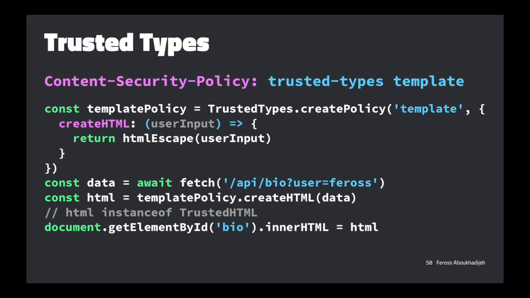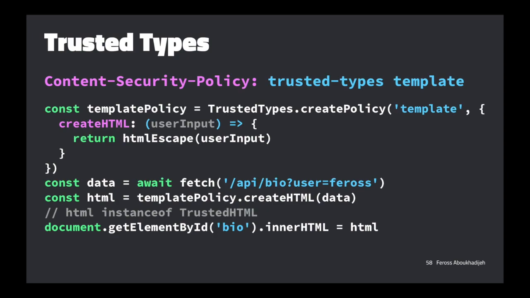And so what that means is, how do we produce one of these TrustedHTML objects? Well, they're going to come from a very particular sort of factory. And so we're saying here in the header that we want to use this factory that we call template. We make a template factory, and then we give it a createHTML function, and it takes the user input and just escapes it. While this may look like it's returning a string, this factory will actually return a TrustedHTML object.